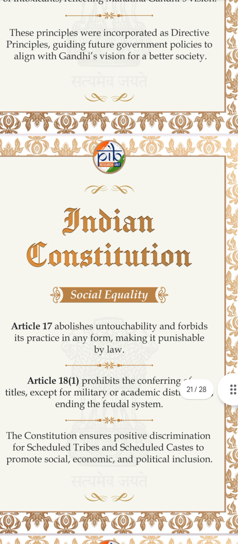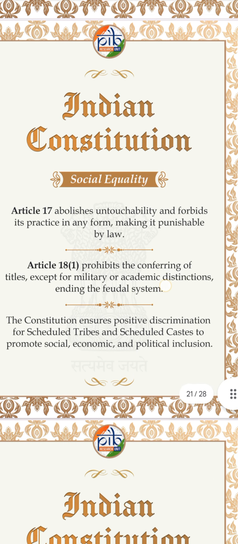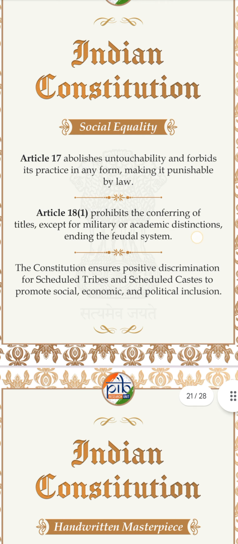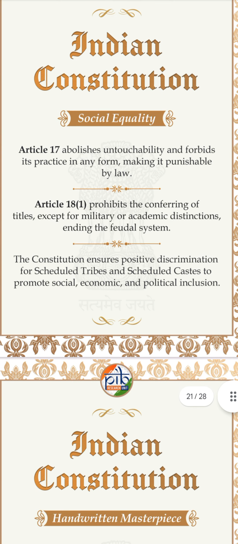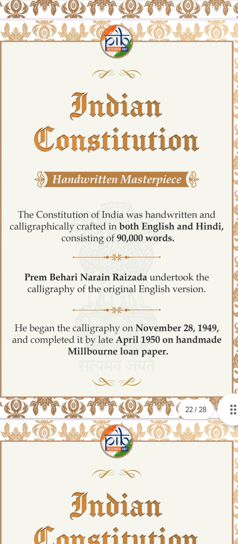Coming to social equality in the Indian Constitution, Article 17 abolishes untouchability and forbids its practice in any form, making it punishable by law. Article 18(1) prohibits the conferring of titles except for military or academic distinctions, ending the feudal system. The Constitution ensures positive discrimination for Scheduled Tribes and Scheduled Castes to promote social, economic, and political inclusion.